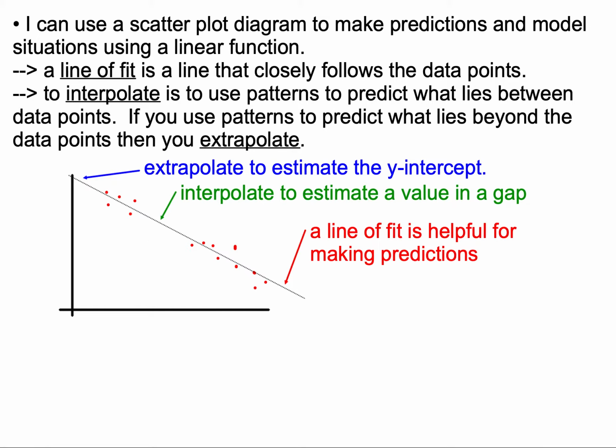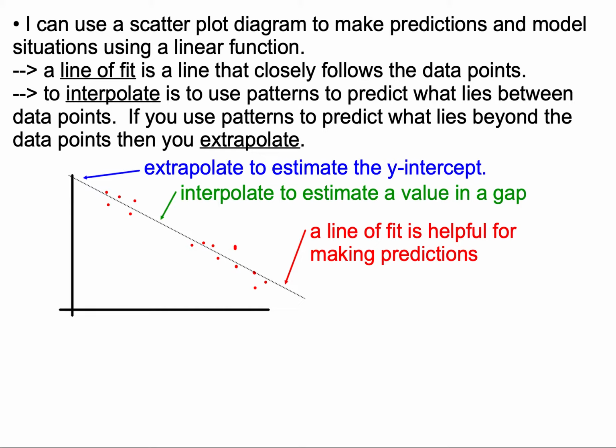Now I've got a good picture here that gives a visual interpretation of these vocabulary terms. Extrapolate is to estimate the y-intercept right here. My data only exists down here. I don't have any data over here. So I extrapolate. I use the patterns to go extra outside of my given information. Interpolate would be to go inter, between different points. So you might use interpolation to estimate a value in a gap. You don't have any data there, but you can estimate what it would be if that data point did exist.